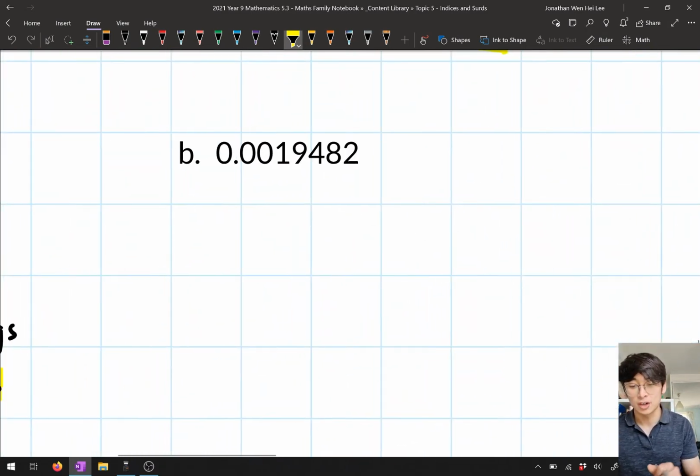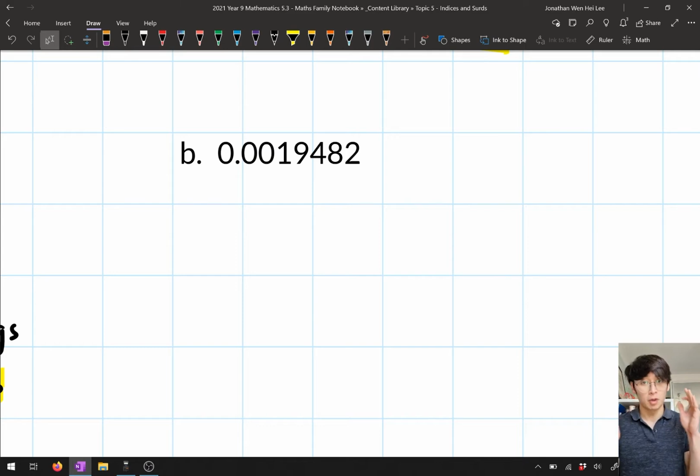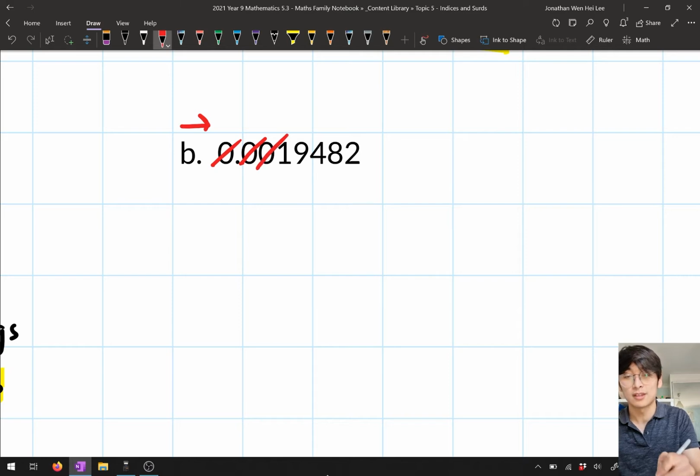I've got 0.0019482. Okay, let's write this in scientific notation. In scientific notation, we find the first significant figure. So go from left to right. I get rid of all the leading zeros here. So get rid of this 0, get rid of this 0, get rid of this 0. And 1 is my first significant figure, and I just put a decimal point after that.